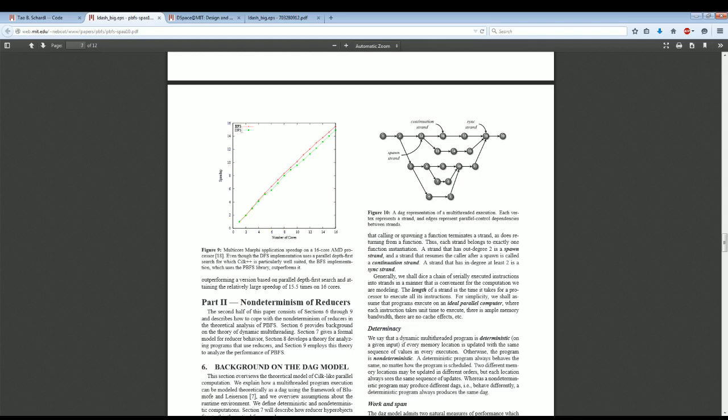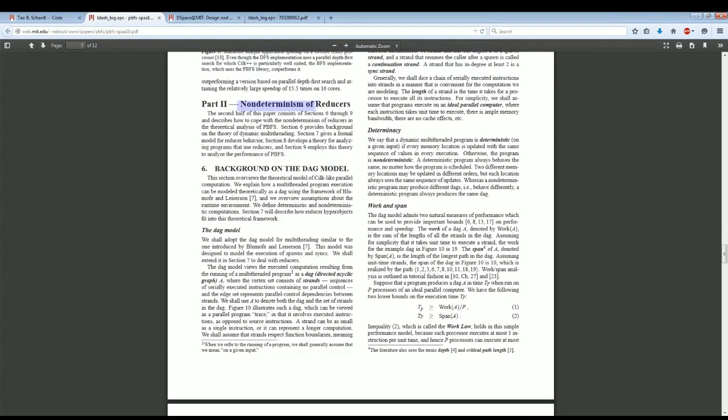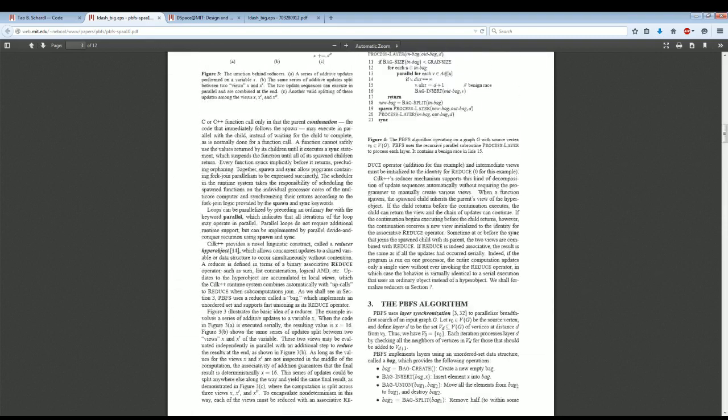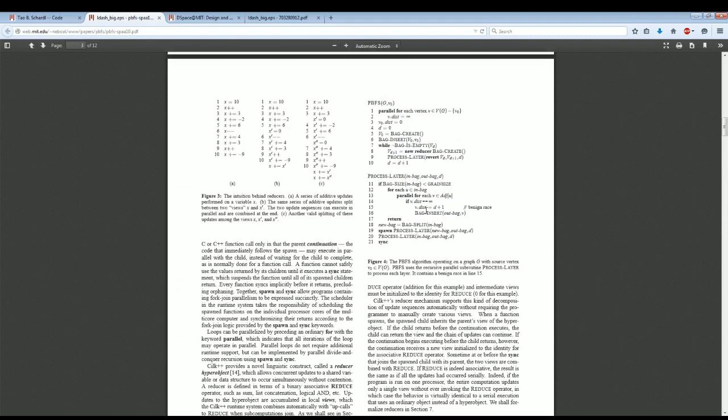Here they are comparing breadth first search with depth first search. They talk about the non-determinism of reducers and the fact that there is actually a benign race, which is introduced in their original algorithm right here. They have a race, pretty much an inevitable race, which can give you a nondeterministic amount of extra work.